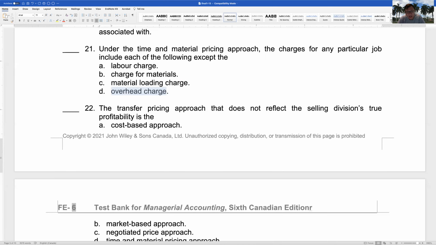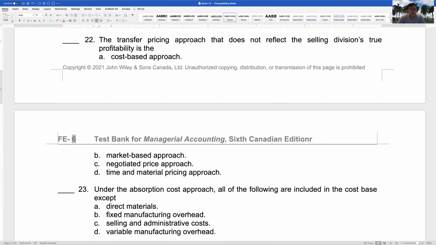The idea of overhead is captured by the material loading charge, right? It's not called an overhead charge, it's a material loading charge. So why don't you go back to the slides and take a look? That's how we use these terms. We don't use the term overhead charge. So the answer is D, right? This is not what we talked about, okay?